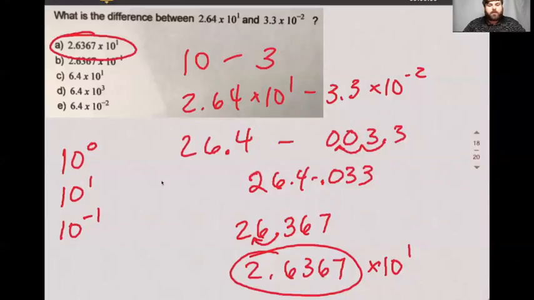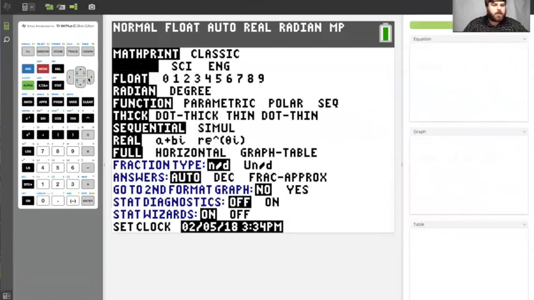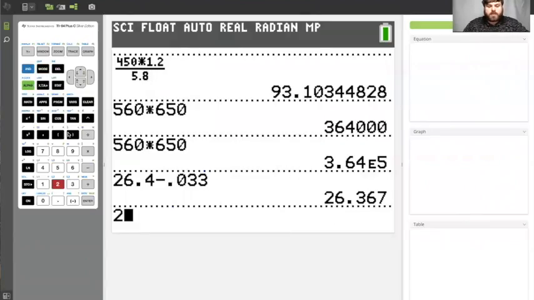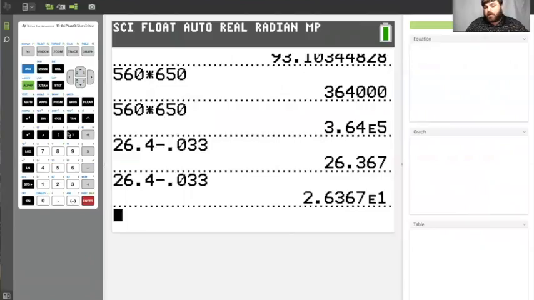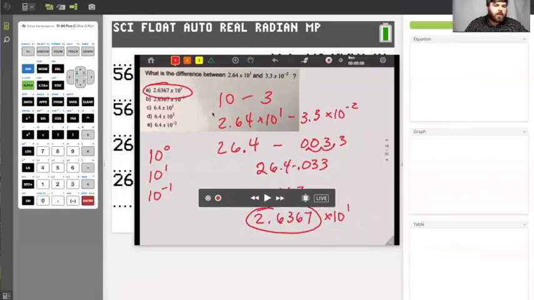Now remember, your calculator has that mode, right? If you just go to mode, not second mode, go over to scientific, you could do this pretty easily. You could do 26.4 minus 0.033, hit enter. It's going to do that for you, right? It gives you that e to the 1, which means times 10 to the first. So just remember that scientific mode on your calculator.